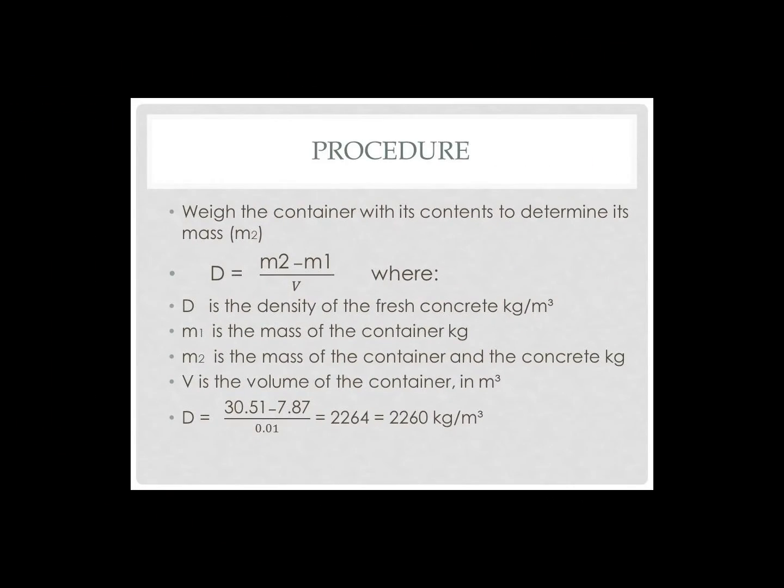Weigh the container with its contents to determine its mass M2. The following equation will be used to calculate the density, where D is the density of the fresh concrete in kilograms per meter cubed, M1 is the mass of the container in kg, M2 is the mass of the container and the concrete in kg, and V is the volume of the container in meter cubed.